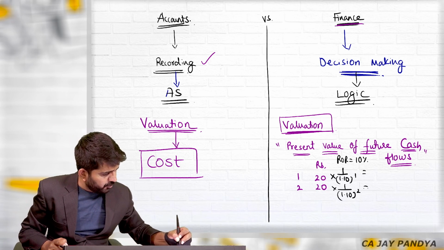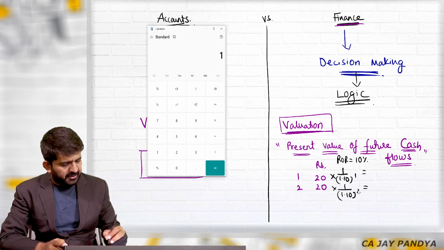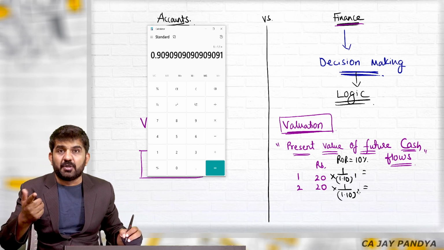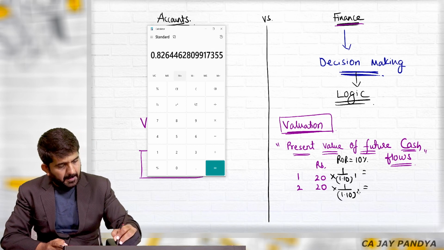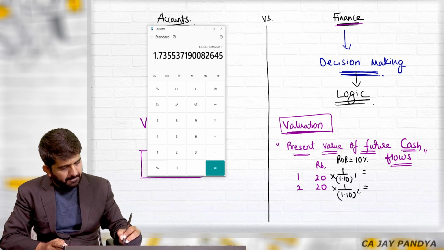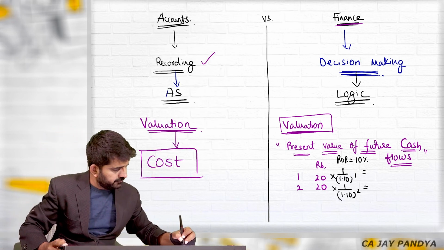We know how to find out present value. You can do it in your calculator. 1 divided by 1.10, equal to GT, multiplied by 20, which is 34.71.